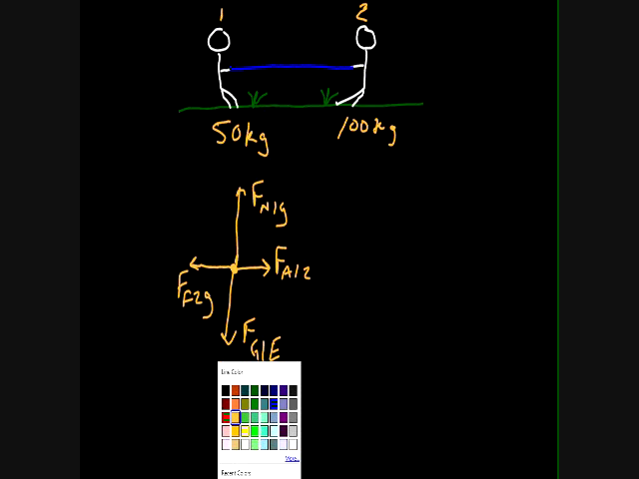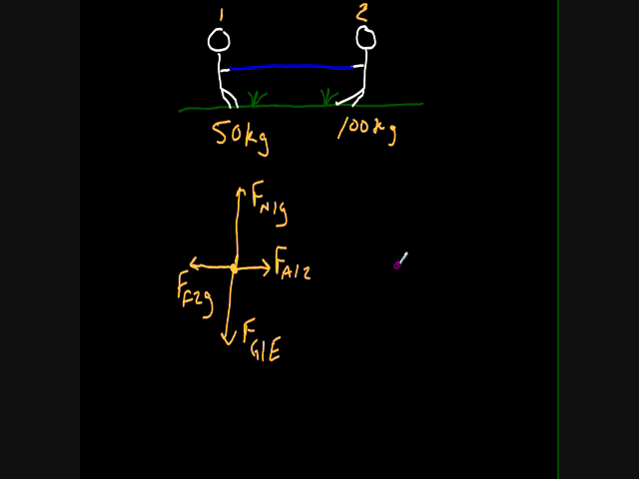Now come over here and flip it to this person. The next person over here, we're going to use purple. Have the same, now it's 100 kilograms, so I just need to show a larger Fg on 2 by the earth. Fn on 2 by the ground. And then this person is still pulling me this way. That's the force applied on 2 by 1. Force of friction on 2 by the ground.